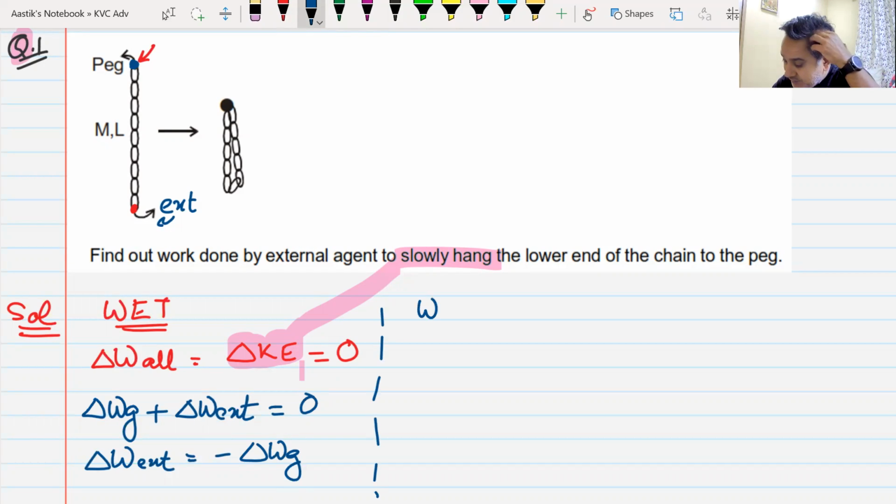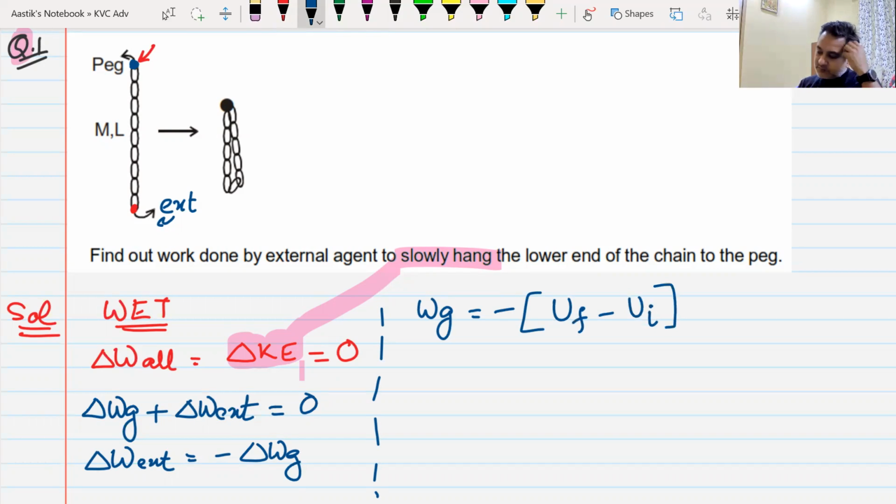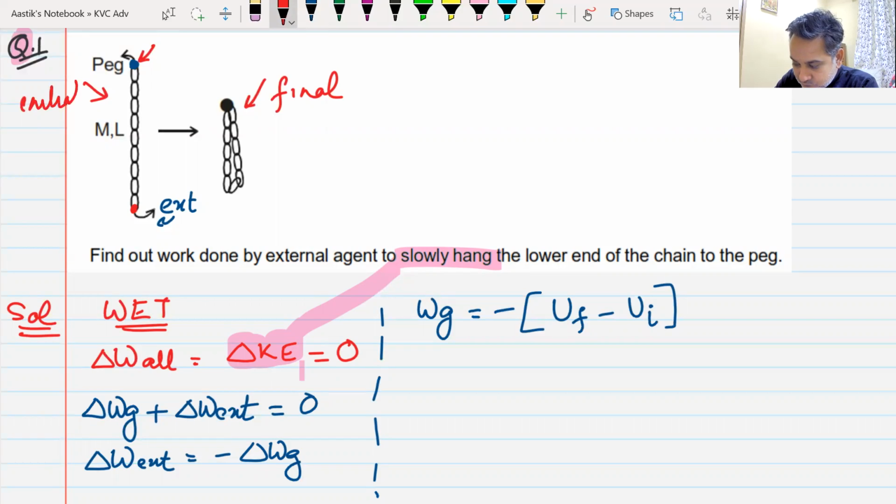Now work done by gravity can be written as negative of change in potential energy, right? U final minus U initial. Yes or no? Yes, sir. Now this is the final position and this is the initial position. Yes or no? Yes, sir.